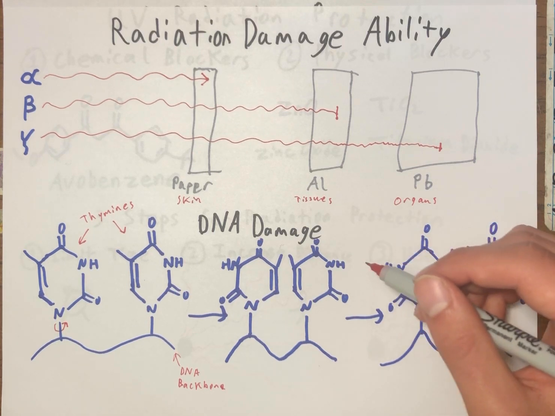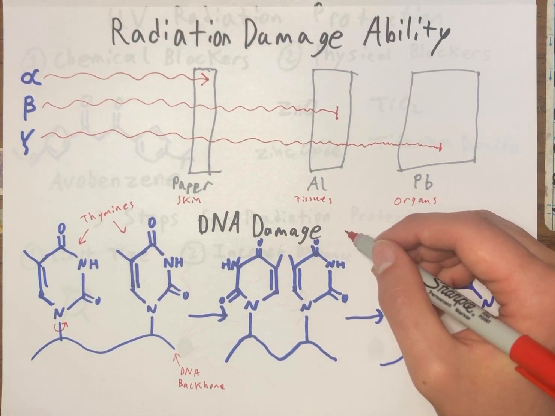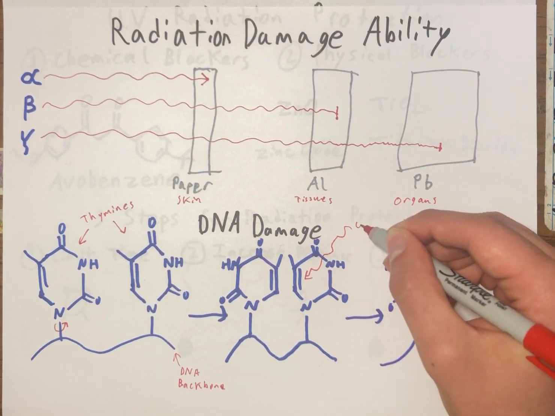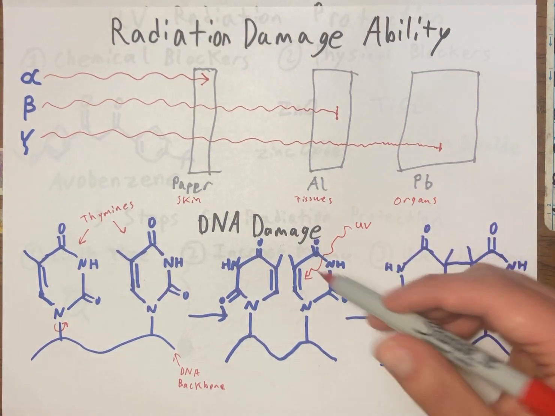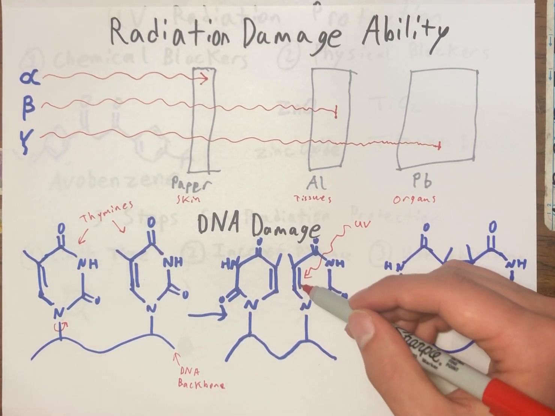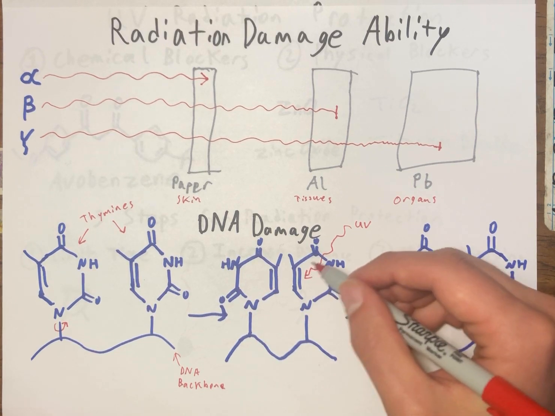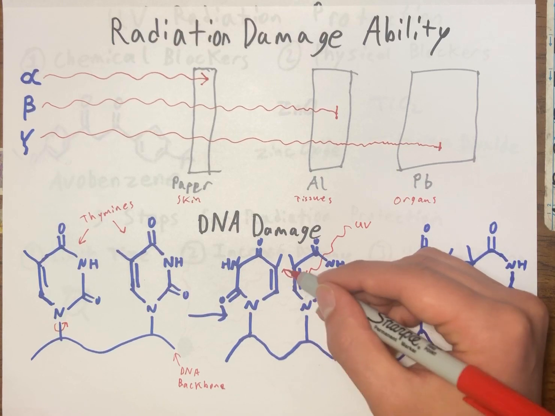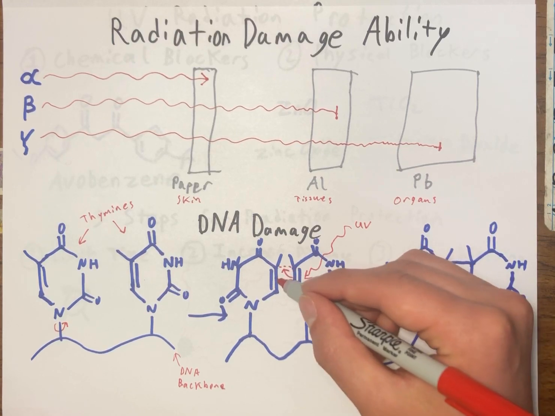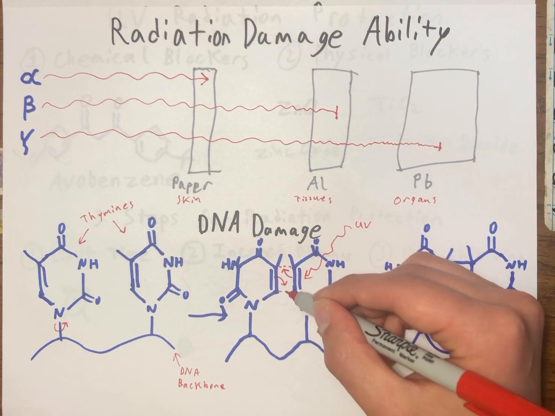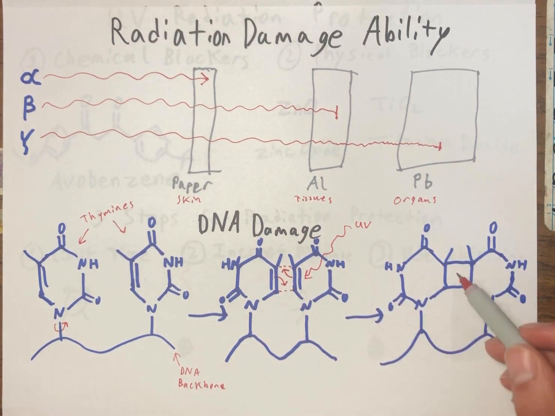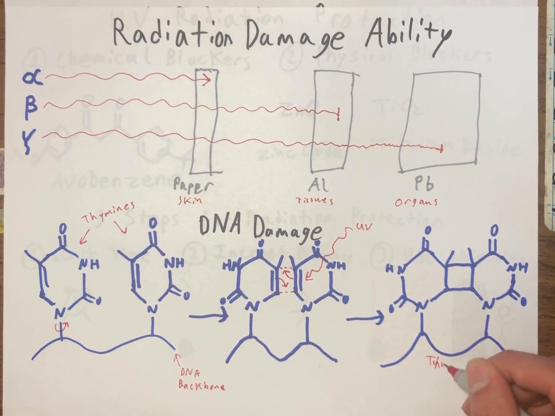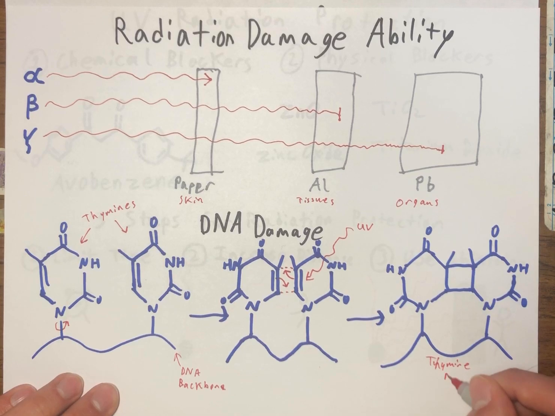Now when we're out and about in the sunshine, UV light from the sun can provide that energy. When these two thymines are adjacent to each other with both extra sets of electrons around, this energy from UV light can push electrons to form new bonds, forming what we know as a thymine dimer.